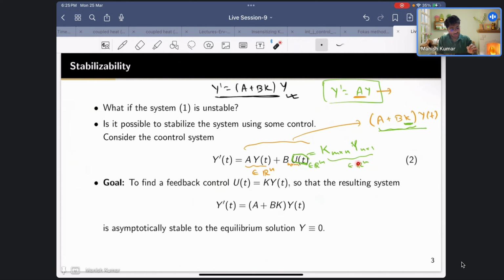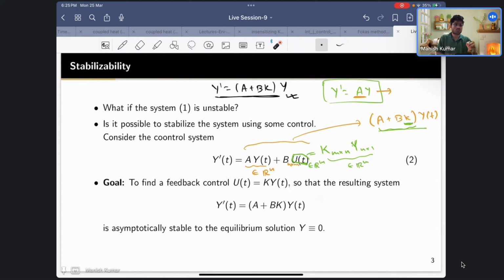So when I choose control of this form, where you can clearly see this k is not known to you, this is something that you need to find. That means that you have to find the control. So you find the control in such a manner so that this k, when multiplied with b and then added with a, has negative eigenvalues. And this is something which was already discussed a bit in the last session, right?